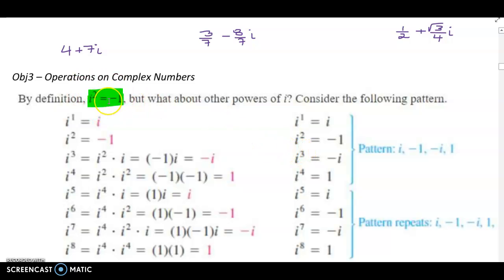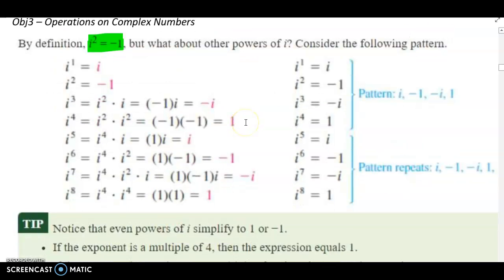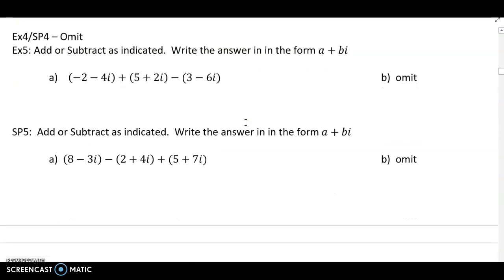All I want you to remember is that i is the square root of -1, and when you square it, i squared becomes -1. We're going to use this fact for our next set of examples. I skipped an example because it's just about the powers of i, and that's not the focus. So we're going to practice adding and subtracting complex numbers.